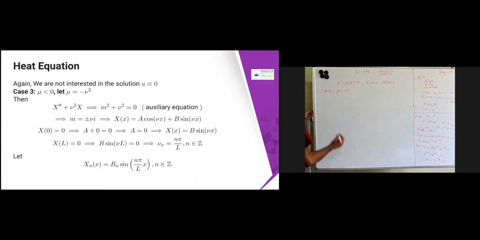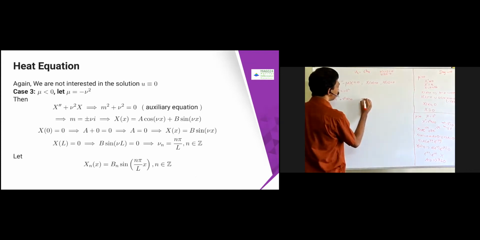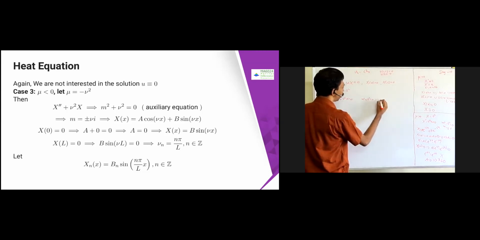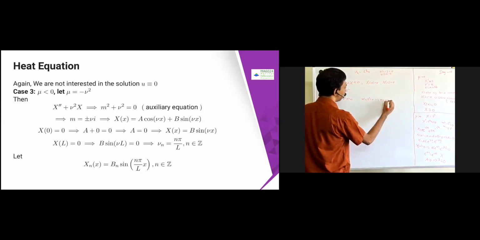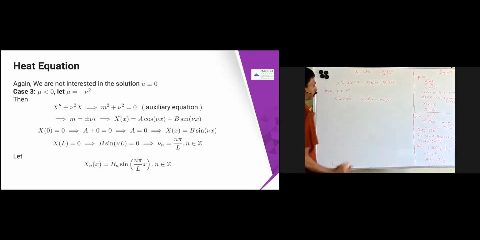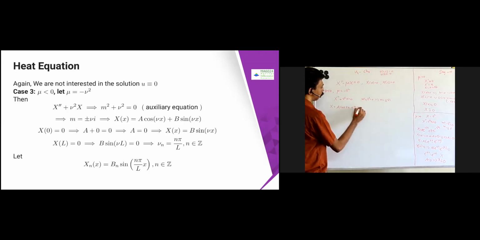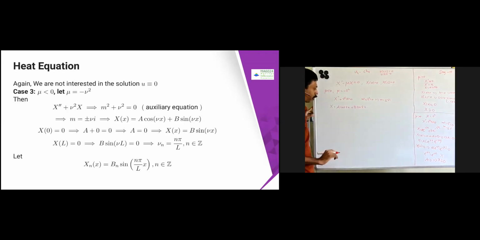Then the equation will become x double dash plus mu square x equal to 0. Once again, from the auxiliary equation you get m square plus mu square equal to 0, then m equal to plus or minus mu i. So the solution is going to be x equal to a cos mu x plus b sin mu x.